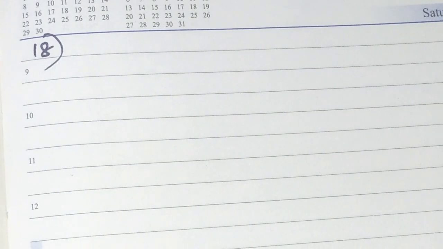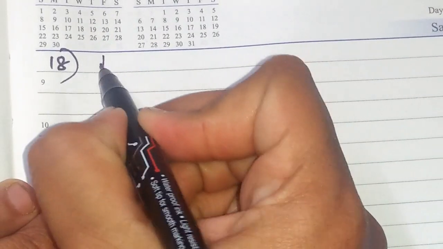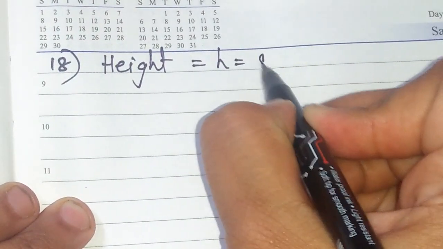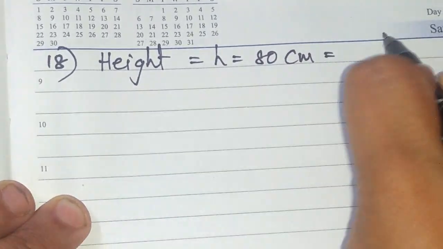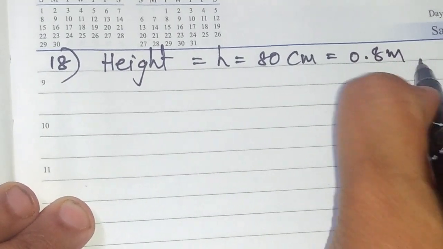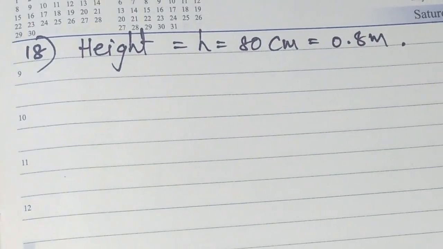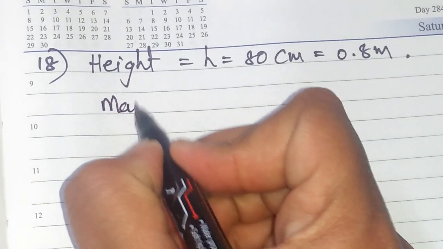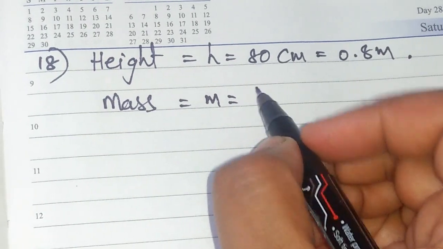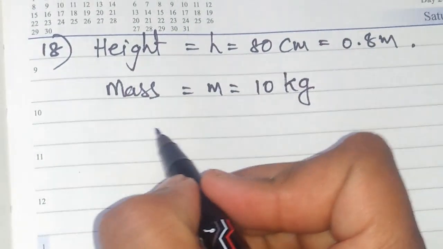Now in this question, if you observe, height is given, 80 centimeters. So let me write here the height from where this dumbbell is falling. We have to convert this into MKS units, no? So we'll write 0.8 meters, because 80 centimeters is 0.8 meters. Then what is the mass of this dumbbell? Mass of the dumbbell, M, is 10 kilograms.